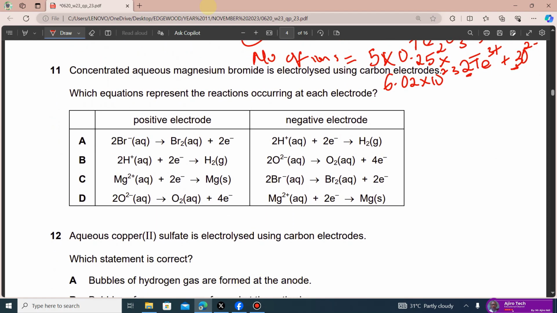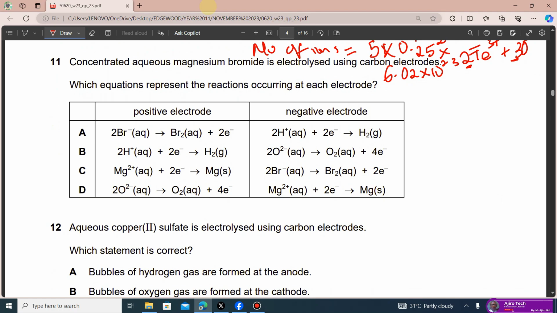Now, concentrated aqueous magnesium bromide is electrolyzed using carbon electrodes. Which equations represent the reactions occurring at each electrode? So the positive electrode and the negative electrode. Remember that the negative electrode is the cathode, and the positive electrode is the anode. Now, the positive electrode is supposed to attract negative ions, so you should have the anions going to the anode. In this case, look at the options. Which one is not a negative ion? So B is not a negative ion. C equally is not. So we are left with option A and D to contend with.